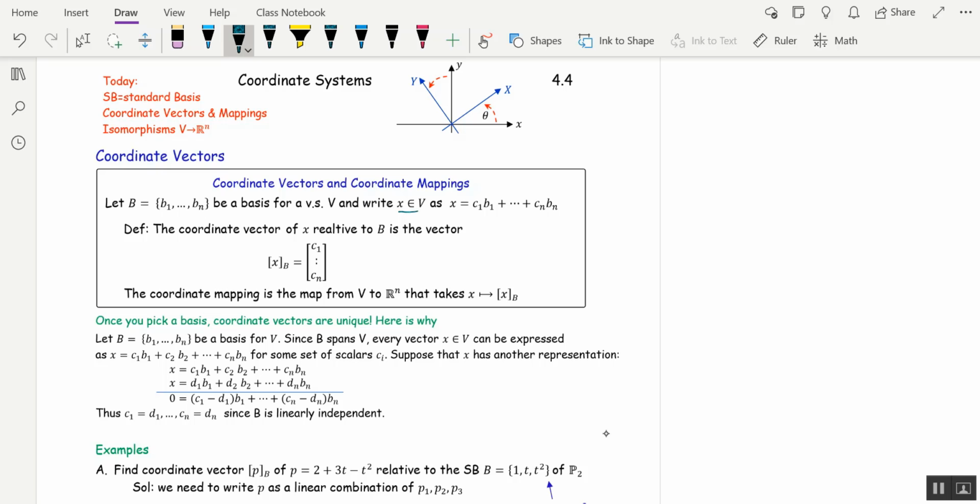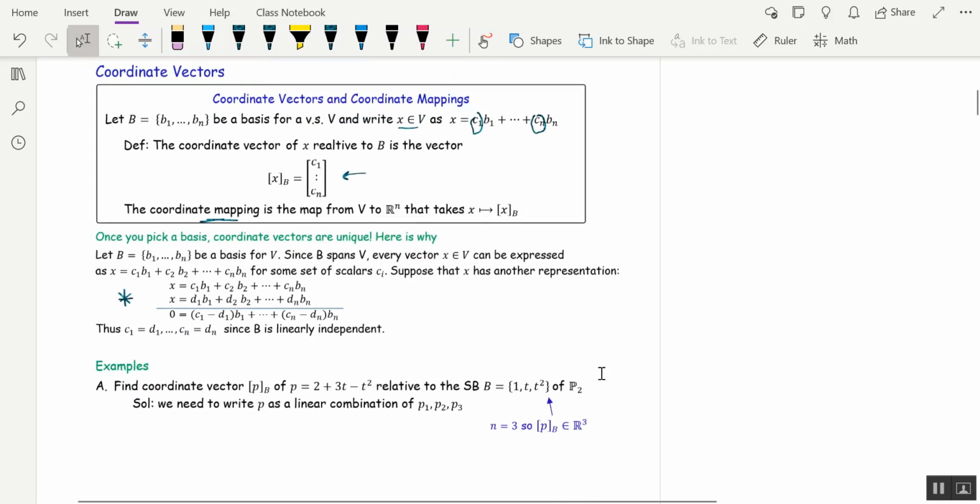In addition, you can do that only one way, and the proof of that fact is down here below, and I'll just let you read that on your own. But the coordinate vector is simply the vector of coefficients. So you pluck off the coefficients of that linear combination, put them into a vector, and we call that the coordinate vector of x relative to the basis B. And the coordinate mapping is the map that takes a vector to its coordinate vector.